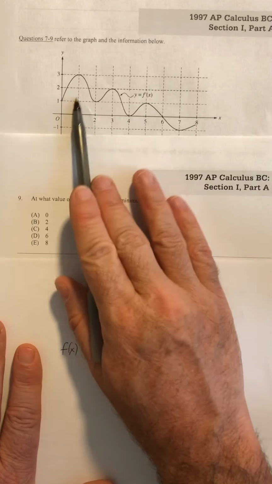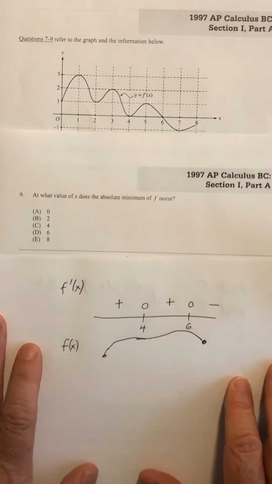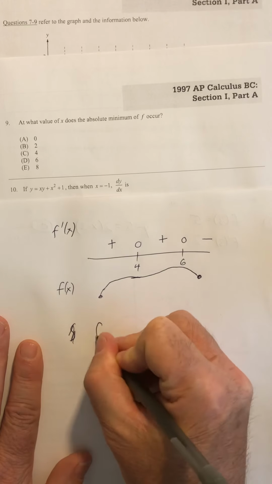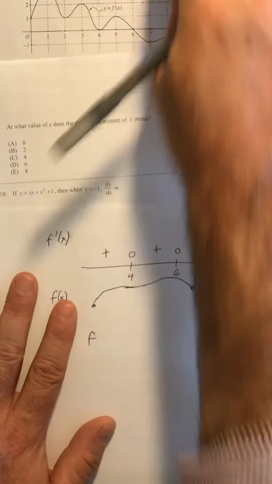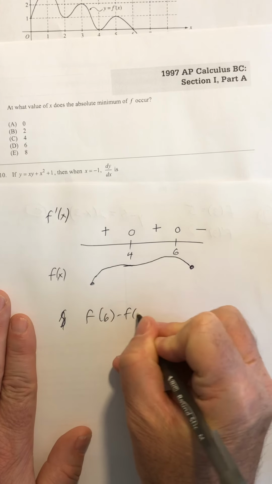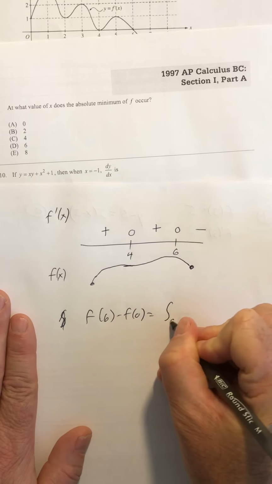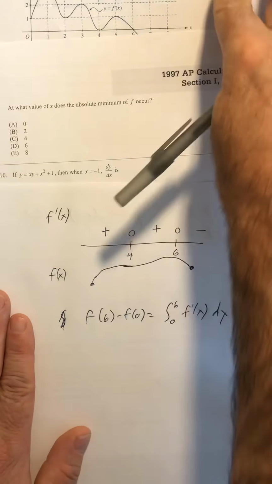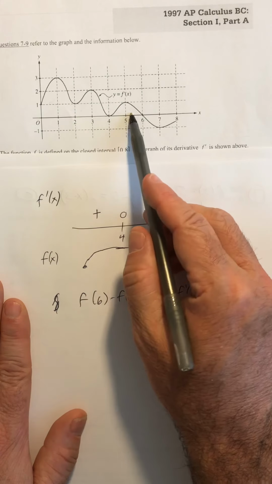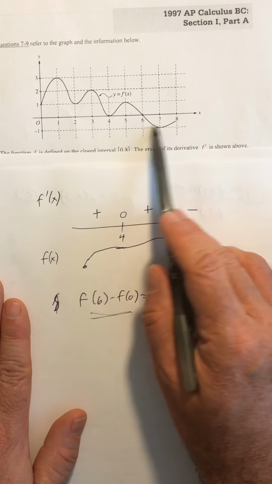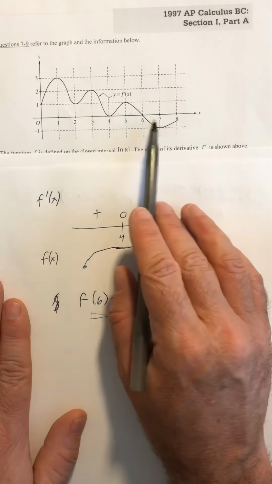change in f, remember, change in f, we'll do f. Let's write it this way. F of 6 minus f of 0 is going to be the integral of f prime. In other words, the area here, all of this area, is basically how much the graph is going to go up. And this area from 6 to 8 is how much the graph's going to go down.